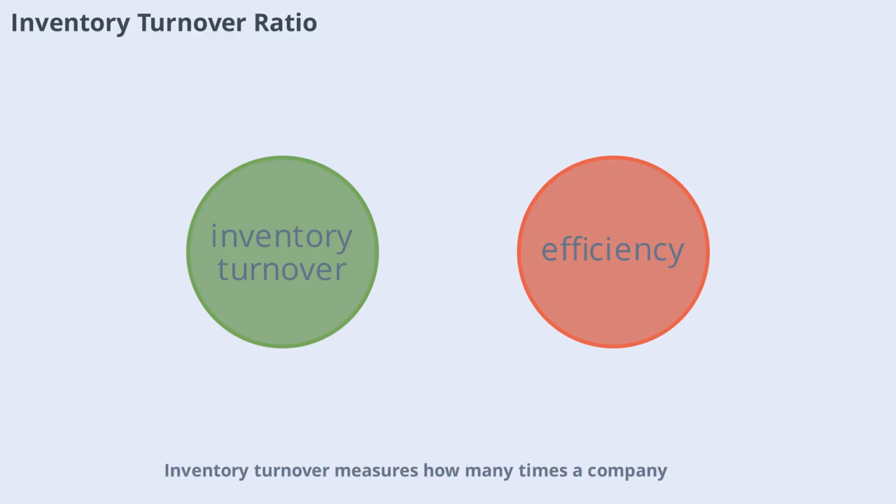Inventory turnover measures how many times a company sells and replaces its inventory during a period. It's calculated by dividing the cost of goods sold by average inventory. A higher turnover means inventory is sold quickly, which is usually a good sign. However, too high a turnover could mean the company is running out of stock too often. Let's see how to interpret this ratio with an example in the next scene.